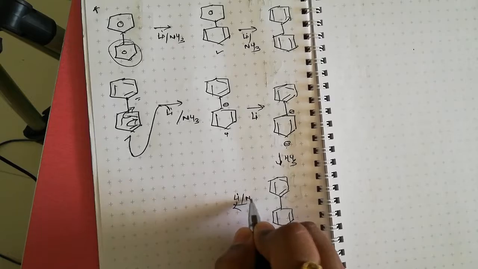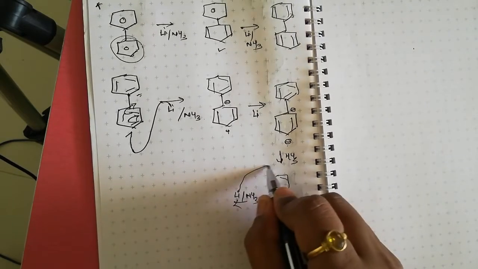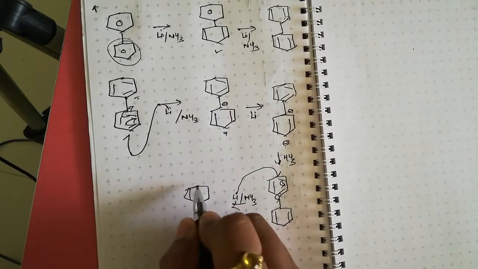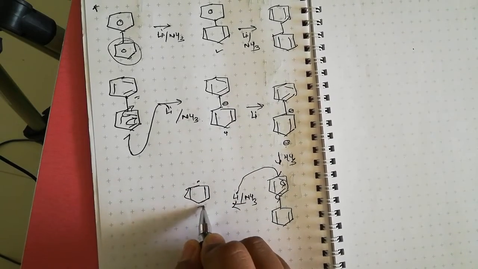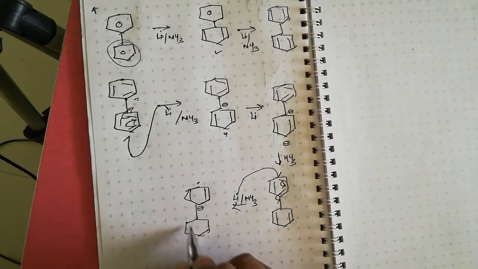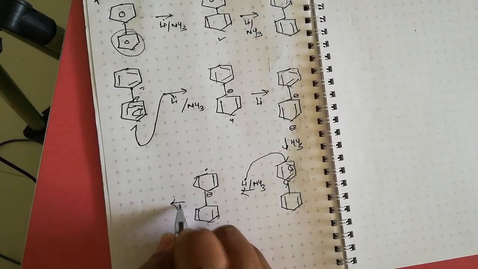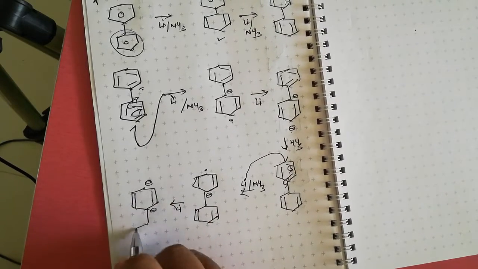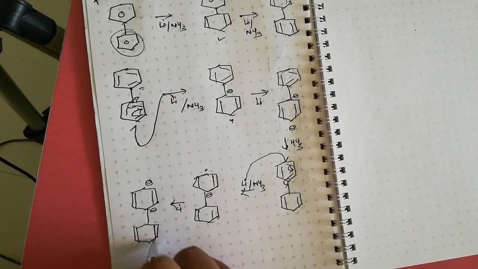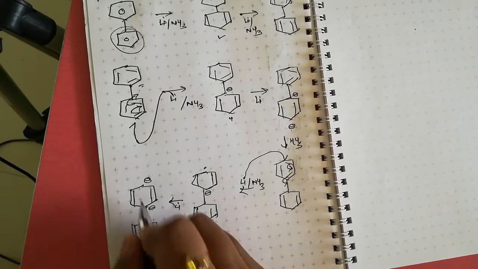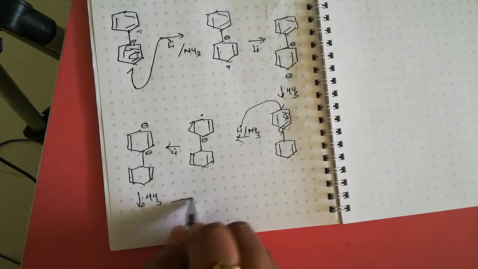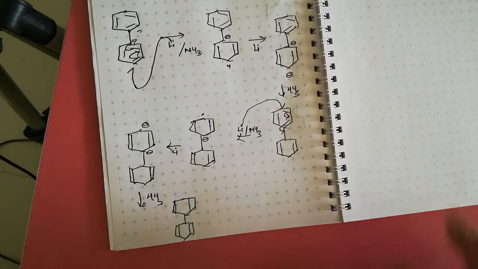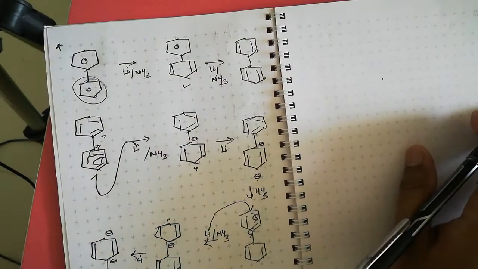Again, if we add lithium in the presence of ammonia, then electron transfer occurs, this bond shifts here and a negative charge is formed, and we get an electron here and a negative charge here. Again lithium transfers its electron to this radical, and we get two negative charges here. Then ammonia transfers its proton to these two negative charges, and we get this product. This is the mechanism for the biphenyl system.